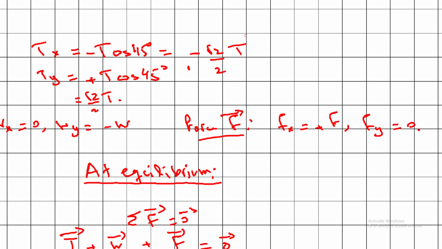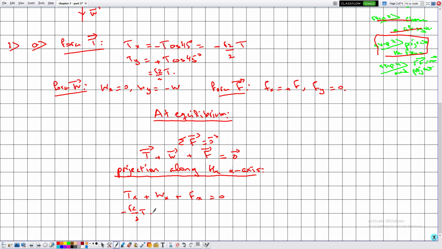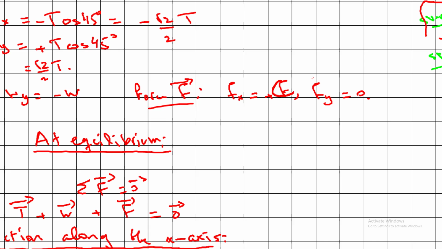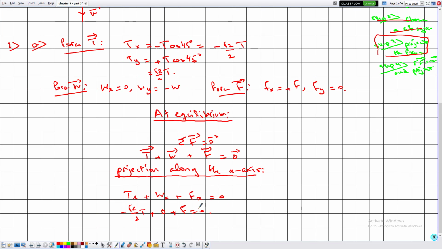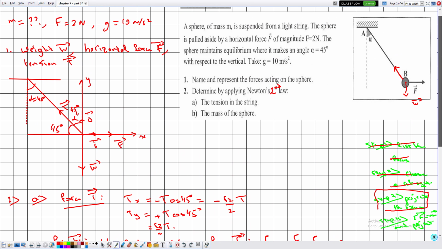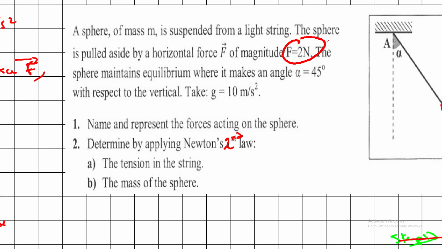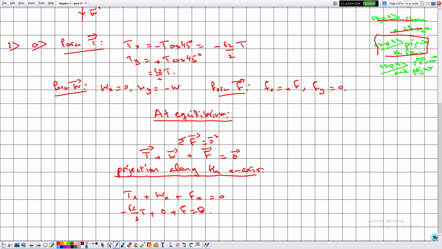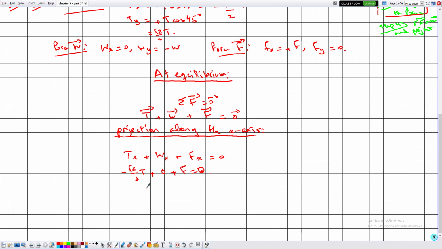Now Tx is given by minus radical 2 over 2 T. Wx is given by 0. Plus Fx, the capital F given by this, is equal to 0. Now let's check if you know the value of F. So yes, F is given by 2 newtons. So in this case, what's the type of this equation? This is a linear equation and one unknown. The unknown is T. We put T on one side and all the other numbers on the other side. So T is given by 2 divided by radical 2 over 2. So this is given by 4 divided by radical 2, which is equal to 2 radical 2. Since F is expressed in newtons, the value of T will be expressed in newtons because all quantities in physics must carry a unit.